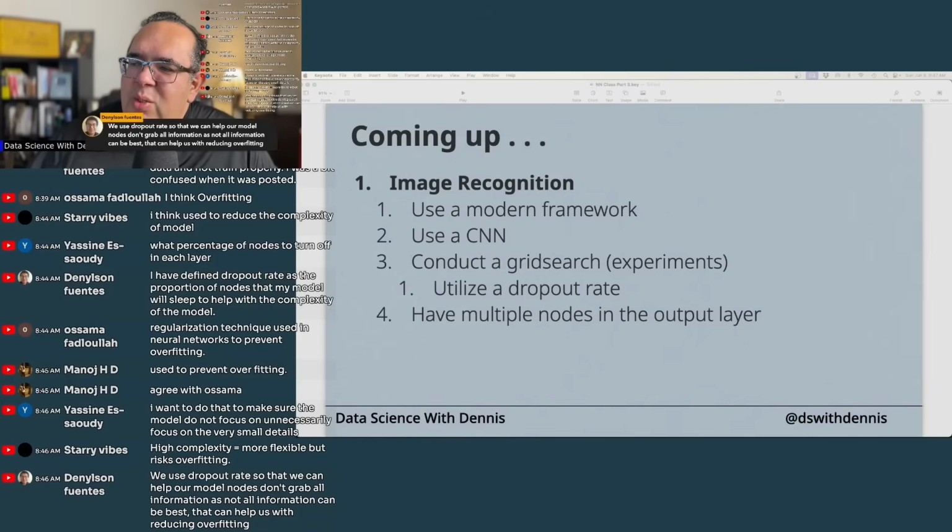Denelson says we use dropout rates so that we can help our model nodes don't grab all the information, as non-information can be best. That can help us with reducing overfitting. Okay. So Denelson, I think you're putting forth a very reasonable definition there. So here's how I like to think about it, guys. Remember how we've talked about that a neural network is a mathematical representation of the human brain, right? That's the base definition we've established.